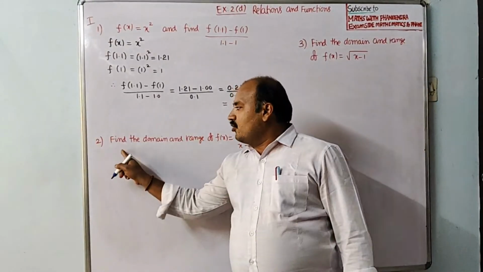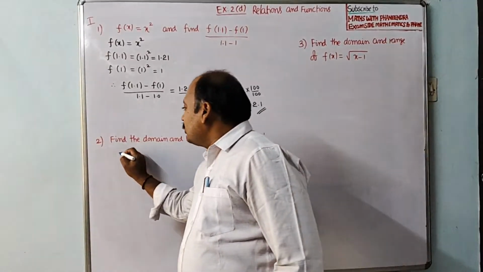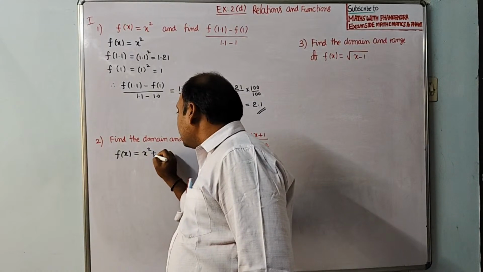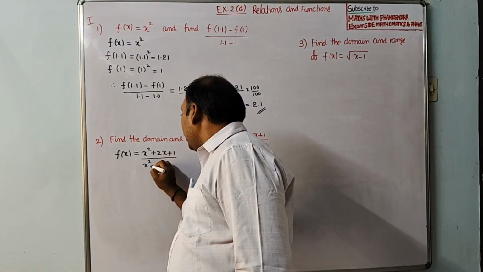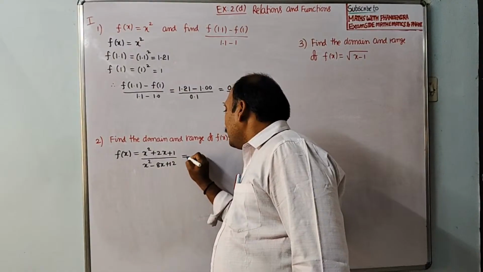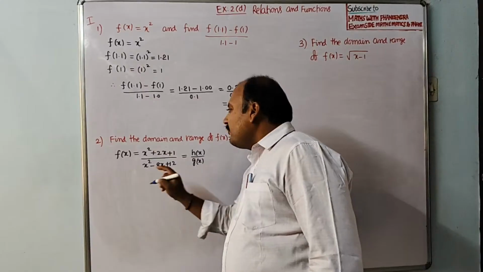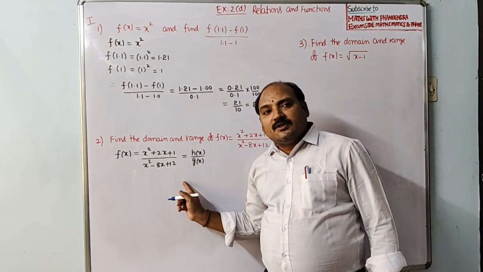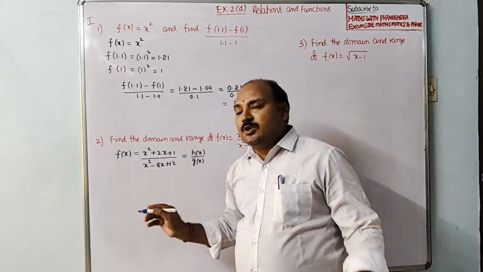Next question is: find the domain and range of f of x equal to x square plus 2x plus 1 whole divided by x square minus 8x plus 12. So it is in the form of h of x by g of x. Whenever the given function f of x is of the form h of x by g of x, f of x is defined when g of x is not equal to 0.